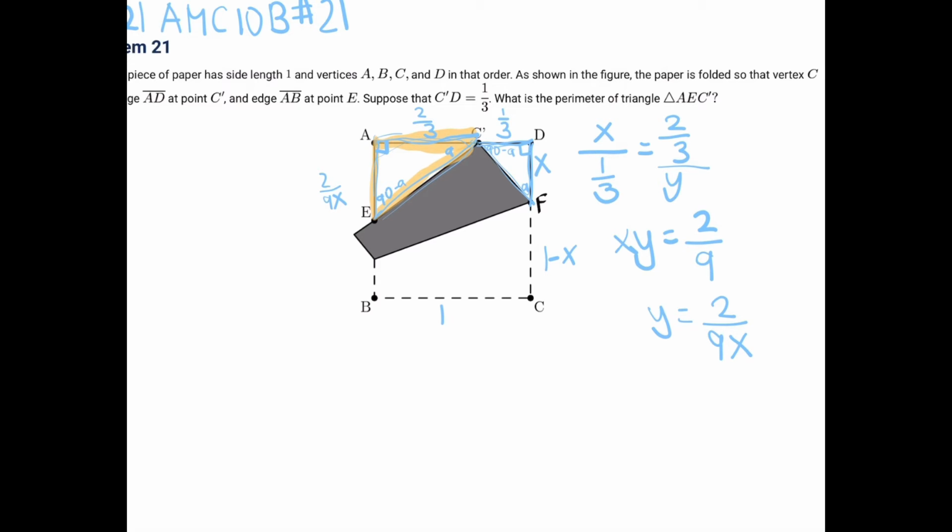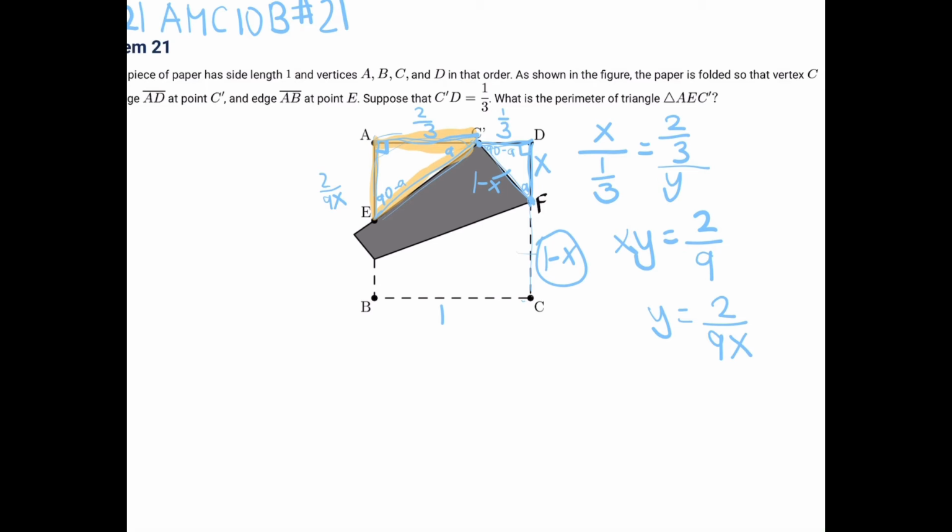Okay, so now we're going to use the Pythagorean theorem, and to do that, we can actually find the length of C prime F, which is the hypotenuse of triangle C prime DF. The hypotenuse would equal 1 minus x, because FC is congruent to C prime F, because this is C folded over there, so these two sides are basically the same. So again, C prime F equals 1 minus x.